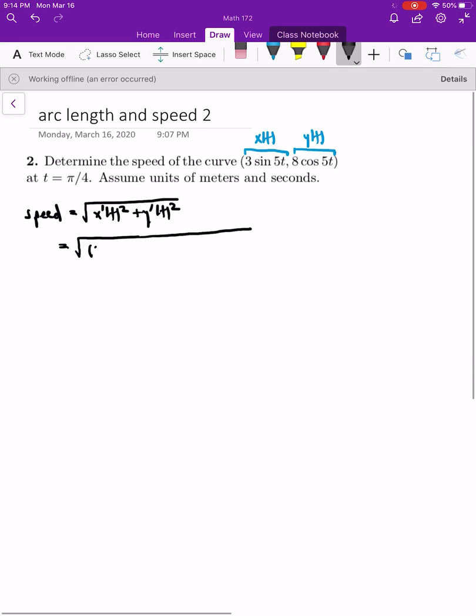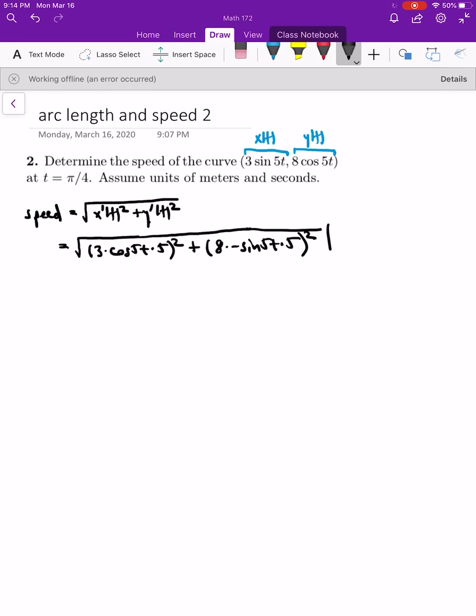X prime is 3 times cosine 5t times 5, square that. And y prime is 8 times minus sine 5t times 5, square that. And I'm interested in the speed when t is pi over 4.